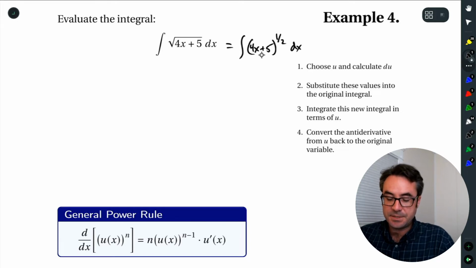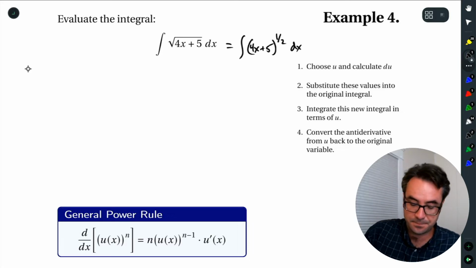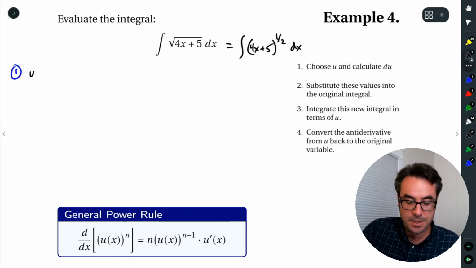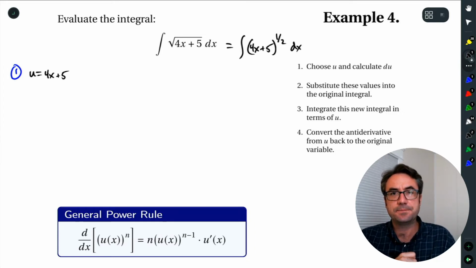And so we see a nice set of parentheses. There's something complicated inside, 4x plus 5. That's what we're going to pick for u. So step 1, we're going to choose u to be 4x plus 5. All right. Not too bad.